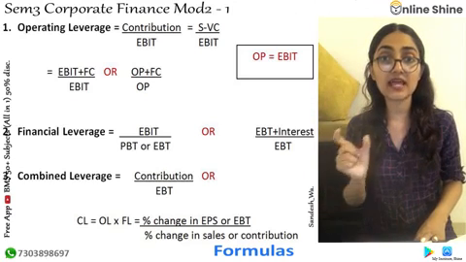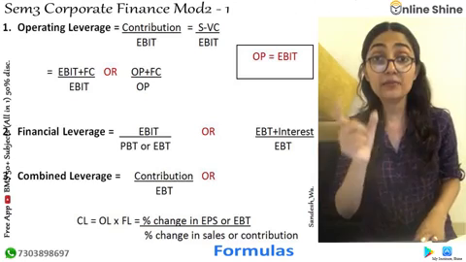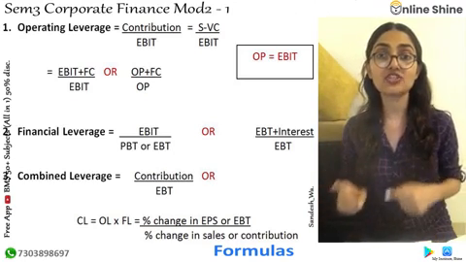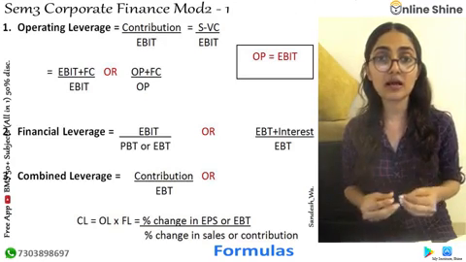Earning before interest and tax divided by earning before tax. EBIT upon EBT. EBIT upon EBT is for financial leverage. And the last one is combined leverage.